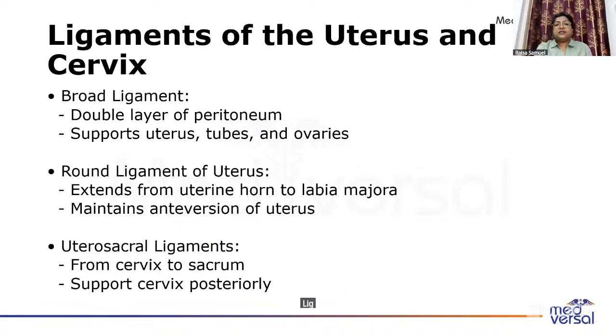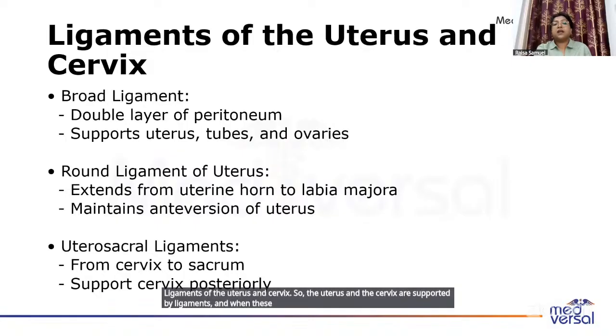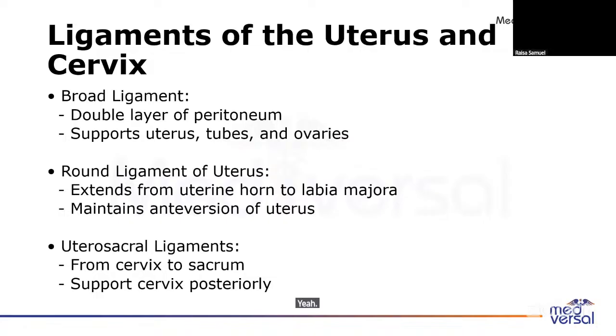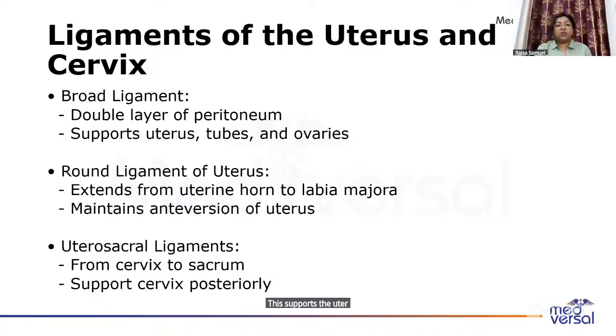Ligaments of the uterus and cervix. The uterus and the cervix are supported by ligaments, and when these ligaments become weak, that is when the prolapse occurs. The broad ligament, which is a double layer of peritoneum, supports the uterus, tubes, and ovaries.